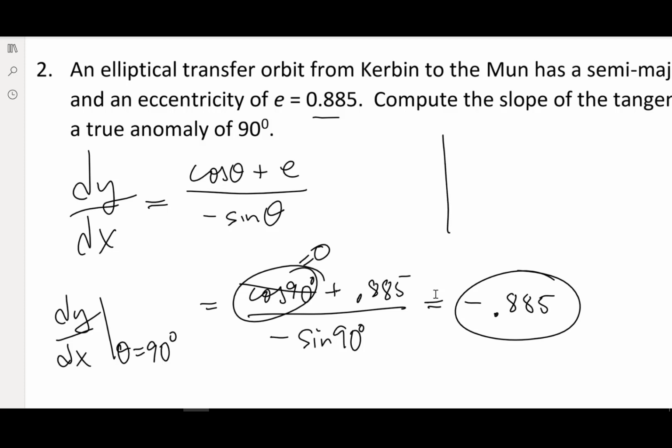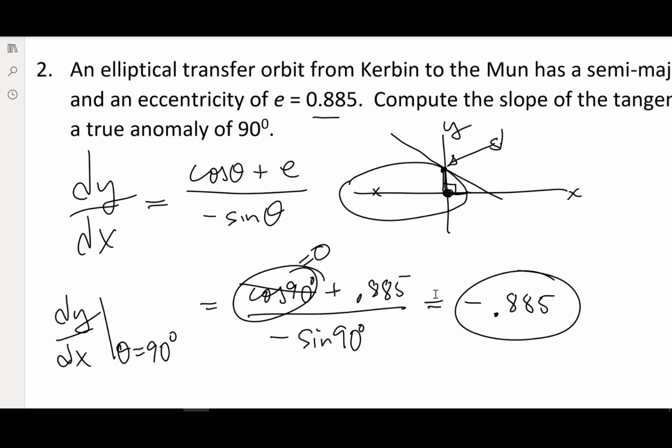Let's make sure that you got the idea of what we're talking about. So in the elliptical orbit, we've actually got the planet at the intersection of the x and y axes, and we've got some other focus out here. The ellipse is something like this, and at the point where the true anomaly is 90, right there, at that point, the slope of the tangent right there, slope, is negative 0.885. I'm going to see that show up later back in the game, so we'll come back to that.